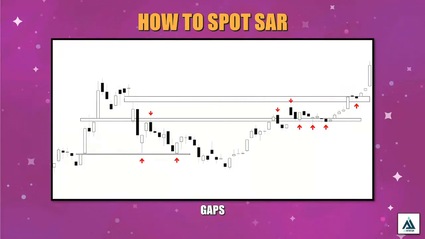Next are gaps. Gaps is an empty space between candlestick on the chart. This is usually created when price lifts up or lifts down sharply. These empty spaces we call gap can act as support and resistance.